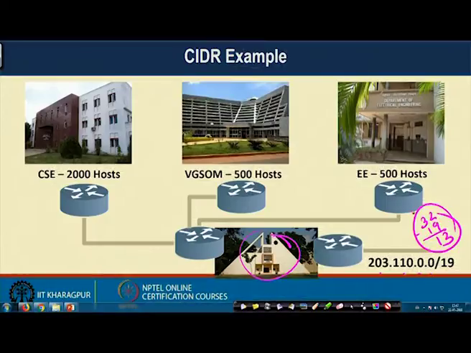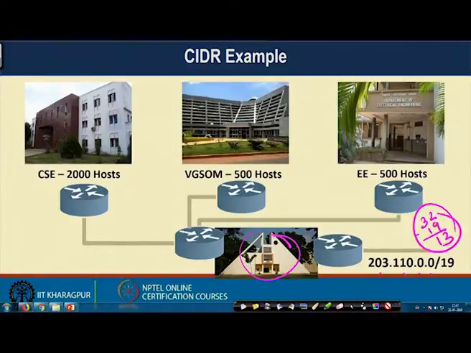Now, assume that we are just concentrating on 3 different departments of IIT Kharagpur: CSE, Computer Science, VGSOM, Vinod Gupta School of Management, and Electrical Engineering, EE. Assume that CSE has 2000 hosts, VGSOM has 500 hosts, and EE has 500 hosts. And with this 13 bit host field, you want to create 3 different subnets.